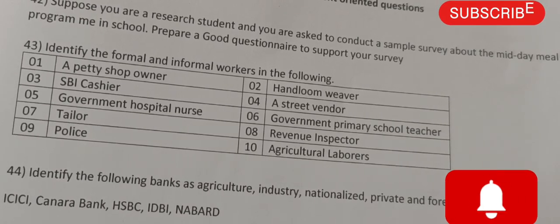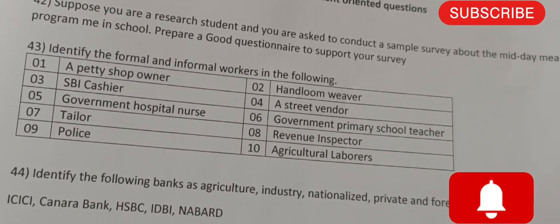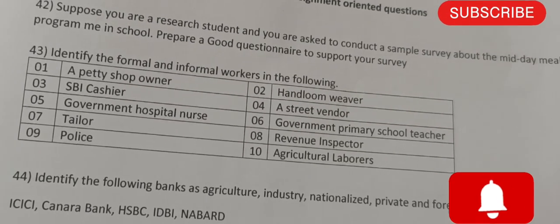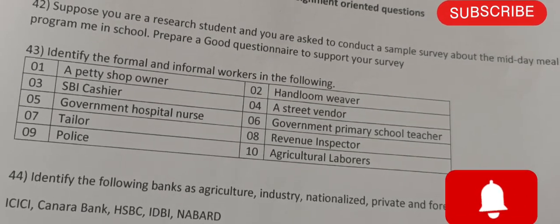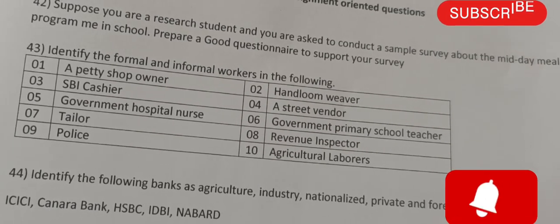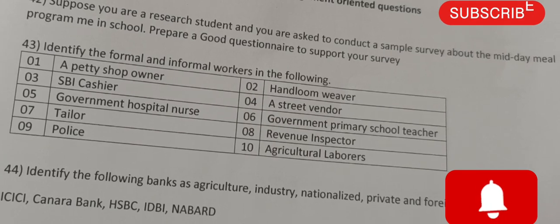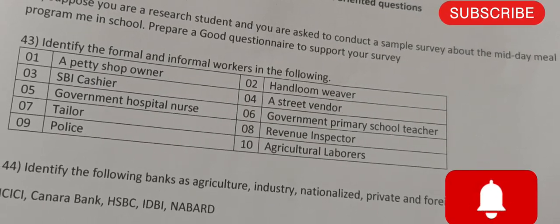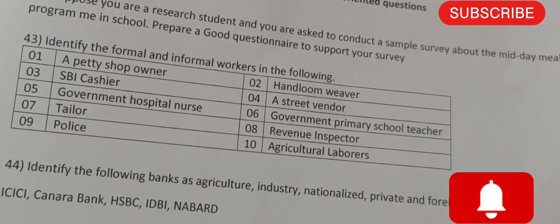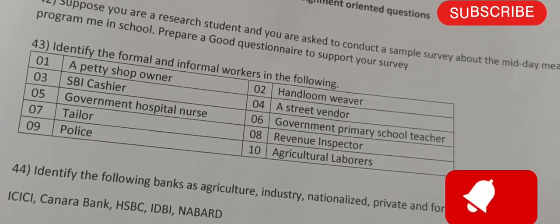Identify the formal and informal workers in the following: a petty shop owner, SBI cashier, government hospital nurse, tailor, police, handloom weaver, a street vendor, a government primary school teacher, revenue inspector, agricultural labor. Identify the following banks in the agricultural industry: nationalized, private and foreign banks: ICICI, Canara Bank, HSBC, IDBI, NABARD, etc.